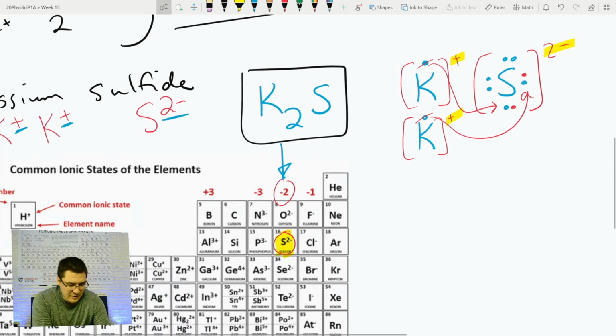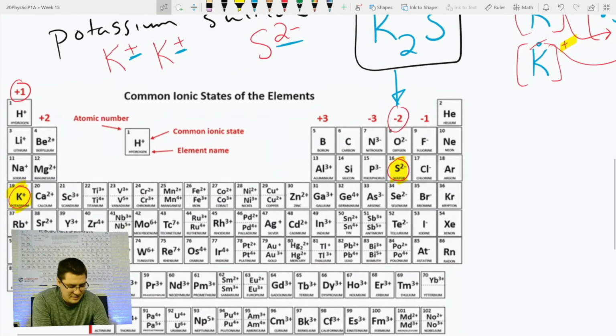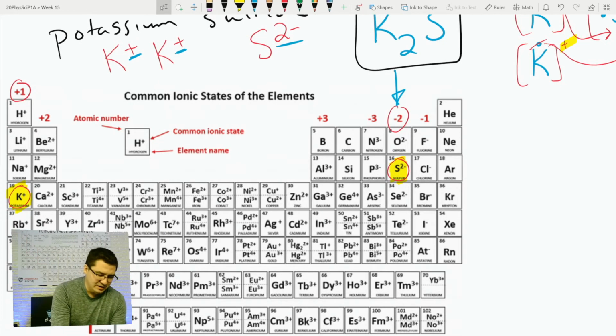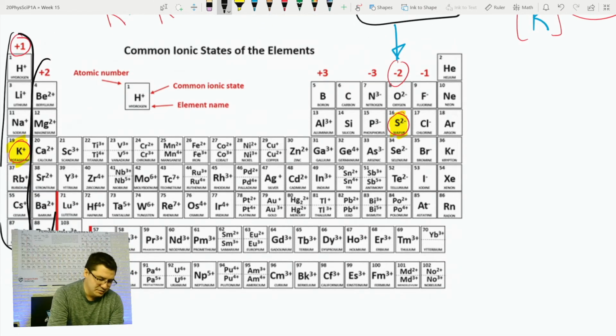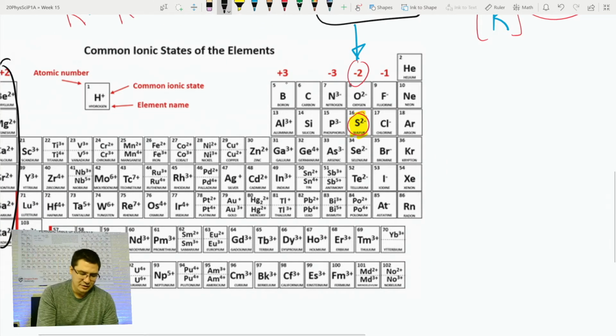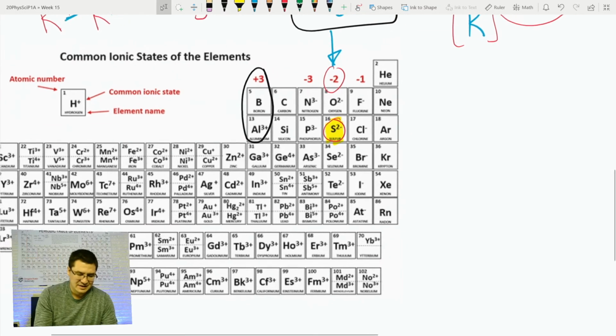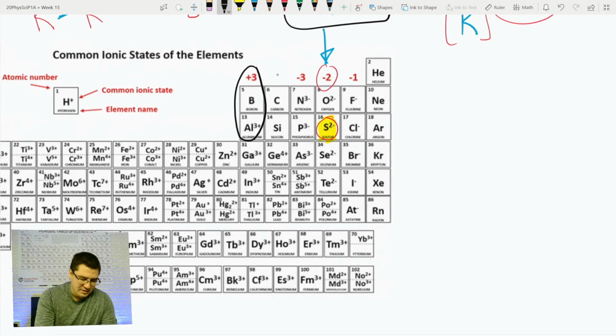Okay, now some funny things to note, you guys. It's pretty clear in group 1. All of them have +1 charges. In group 2, +2. Right? Group 3, +3. Okay, group 4, there's no real charge. These are going to be involved in covalent bonding, especially carbon. We'll talk a lot about carbon next week.